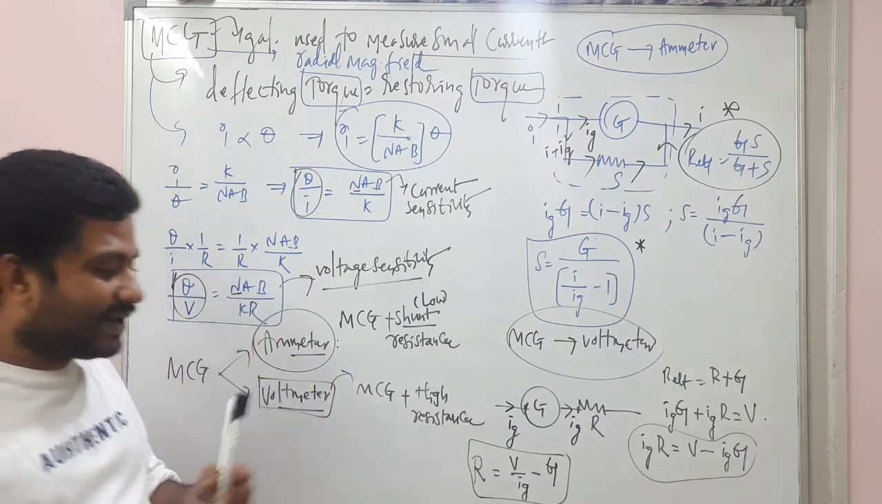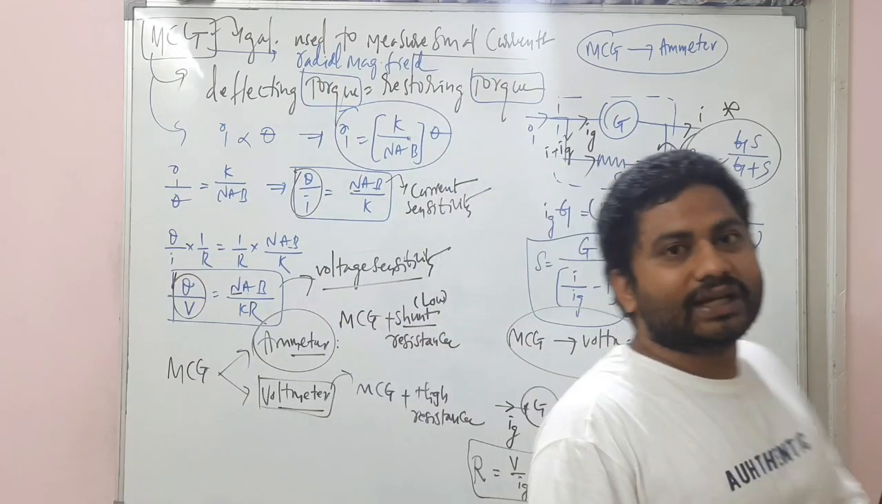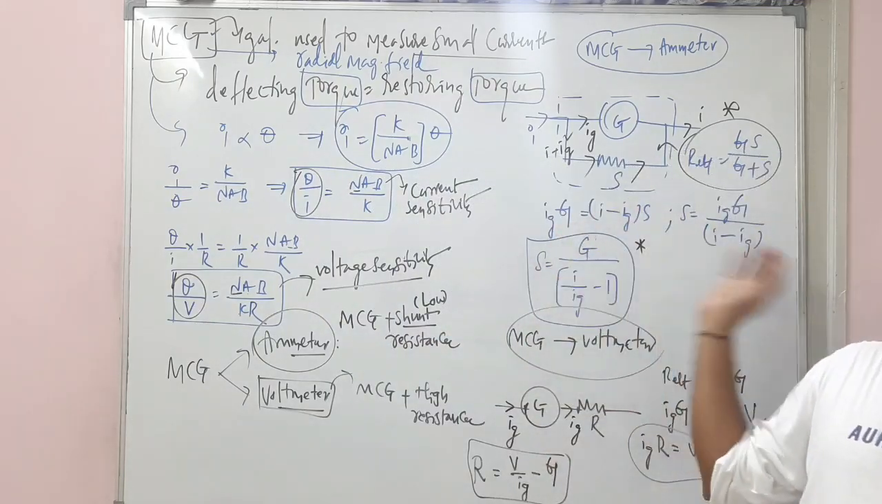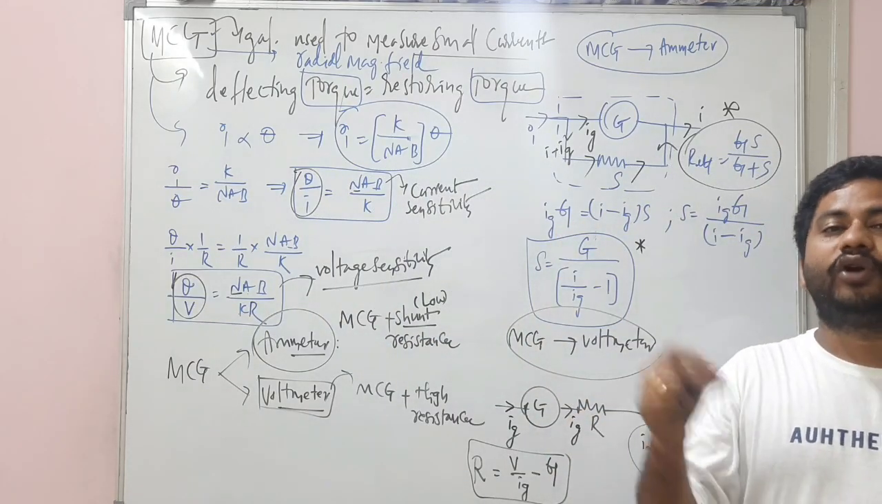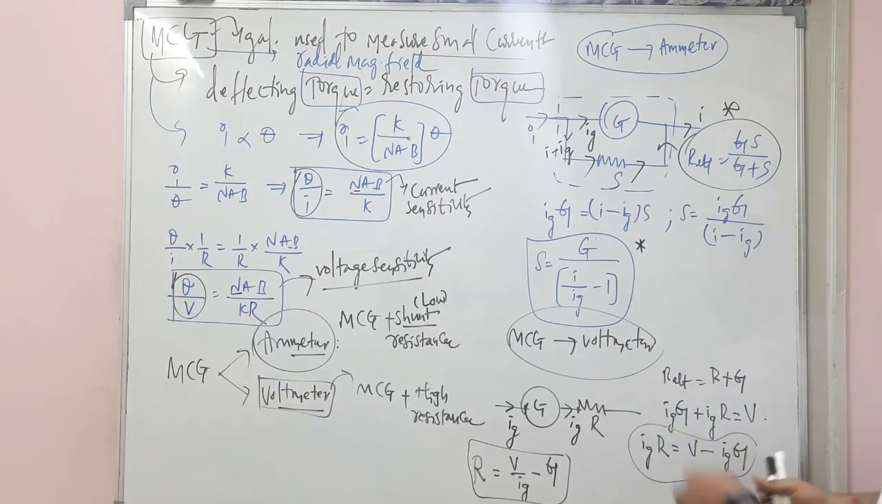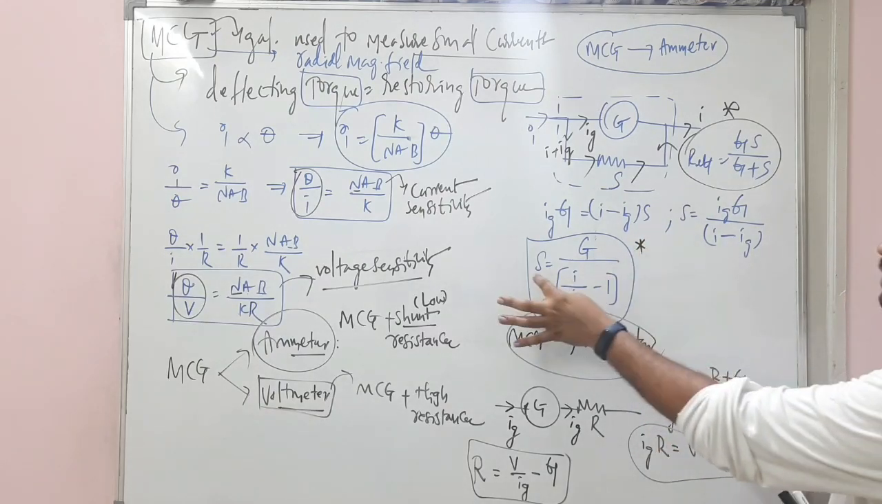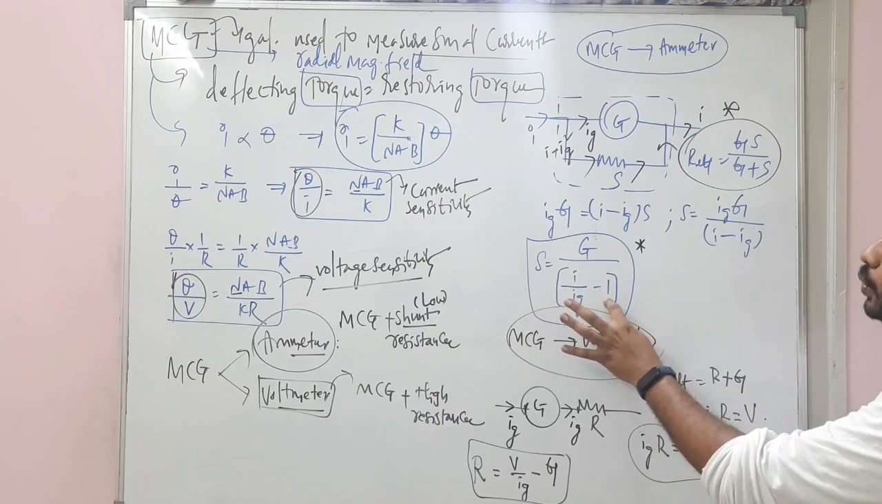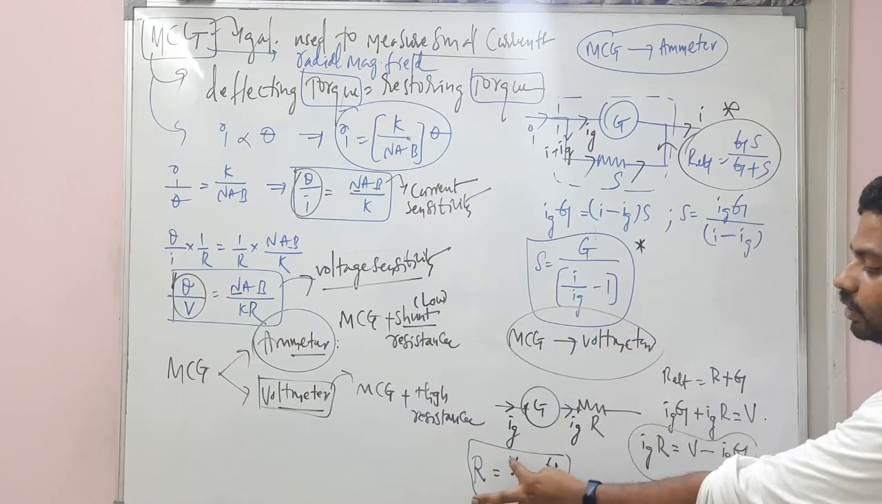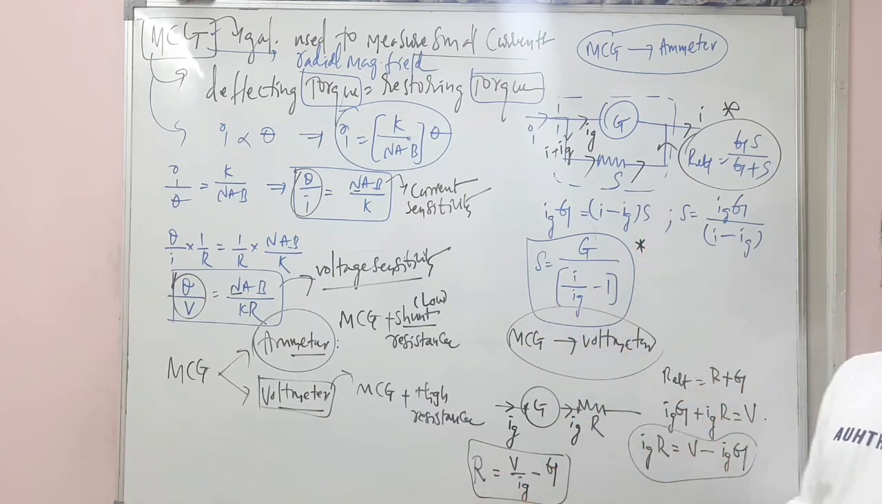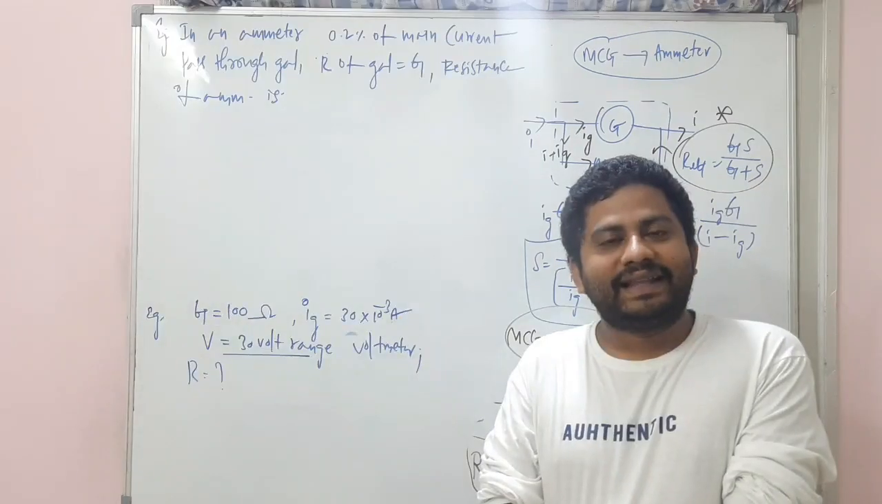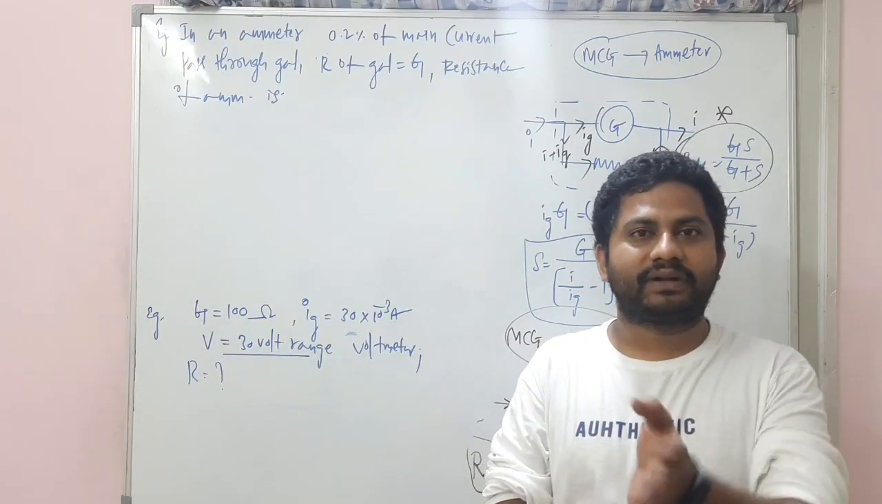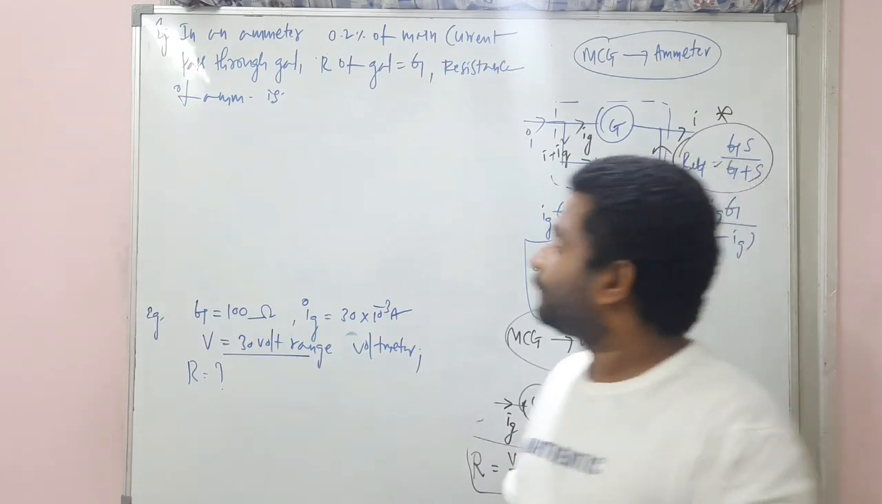Let's solve the last numericals related to these formulas. Particularly all these formulas: S is equal to G by I by Ig minus 1, and here R is equal to V by Ig minus G. Right? And the last two questions for the chapter and the class, let's have a look at them.